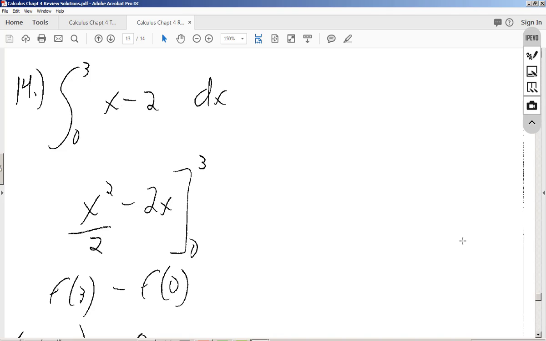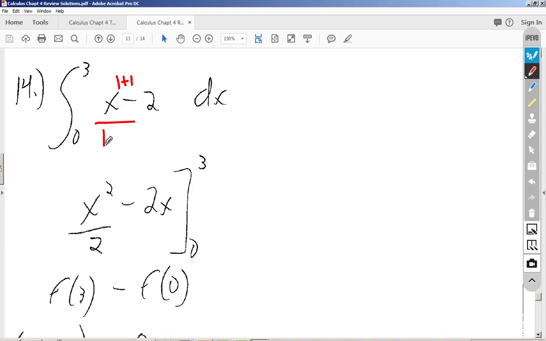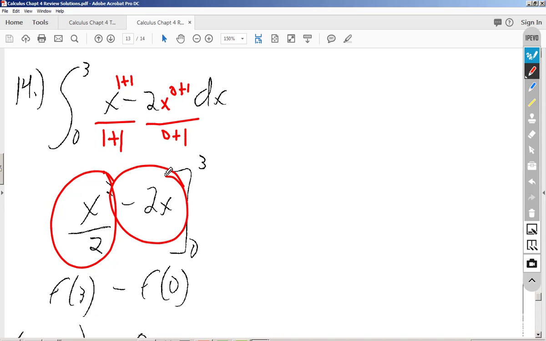Yeah, number 14, it says that I'm going to take this integral from 0 to 3 of x minus 2 dx. So I just go ahead and integrate this directly. I know this is going to be the 1 plus 1 all over 1 plus 1. So that's going to give me x squared all over 2. And then remember this is x to the 0, so I have 0 plus 1 all over 0 plus 1. And that's going to give me that negative 2x.